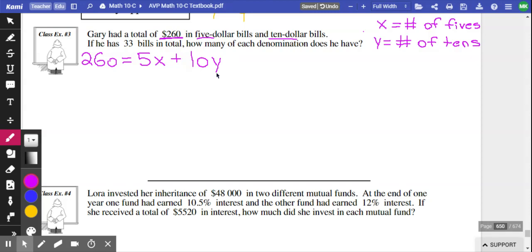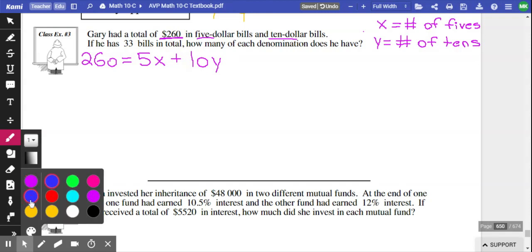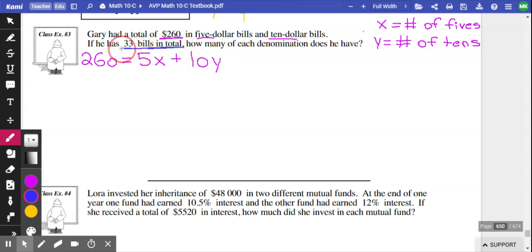The second equation is even trickier. People usually do a good job building the first one. It's this equation that they struggle with. If he has 33 bills in total, people have a hard time turning that into an equation. If you had X 5s and Y 10s, and you had to figure out how many total you had, you would just go X plus Y. And that would tell you how many you have. Gary has 33. There's your 2 equations.